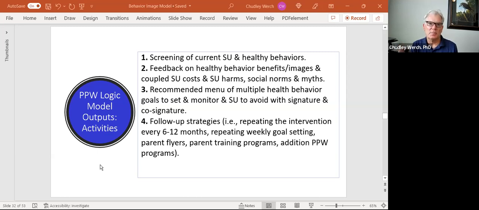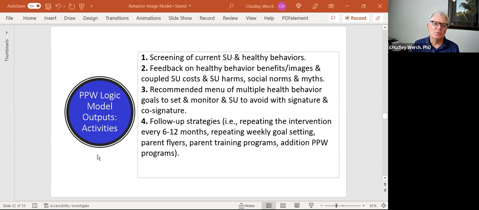It could be using the parent flyers that we have in some of our programs and our sport programs. It could be getting parents trained. It could be adding additional PPW programs. So for example, providing sport PPW one week, vaping PPW another week, marijuana PPW another week, or using our Sport 2 PPW program, which has 6 additional lessons. So you can actually have many lessons if you want to.